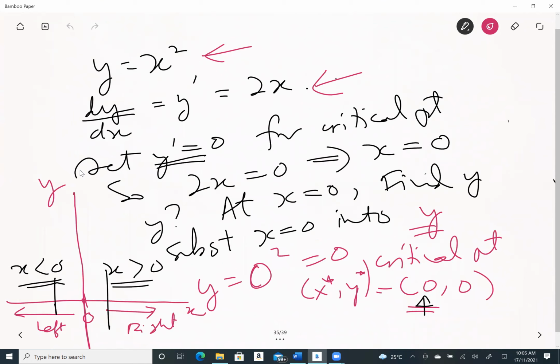All right, you have the critical point at 0, and then the value of y at the critical point is also 0. So you got (0, 0). So that is our critical point. Now that critical point will break the values of x into intervals. So you have two intervals, one to the left, that means x less than 0.